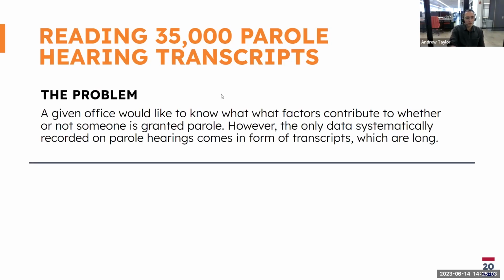Let me phrase this in the form of a more specific problem. Let's say there's a hypothetical office. They really want to know what factors are contributing to whether or not somebody is granted parole. Maybe they just attended a training on implicit bias by a nonprofit, let's call them the Vera Institute of Justice or something like that, who might do these kinds of trainings. They're very interested in knowing these factors, but they don't really have any data available. In fact, the only data they could potentially get are these parole hearing transcripts, which are very long, take a long time to request and even longer to review.